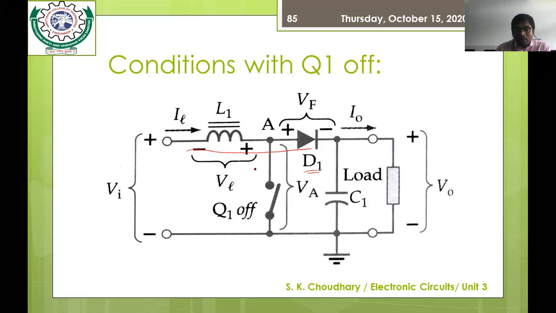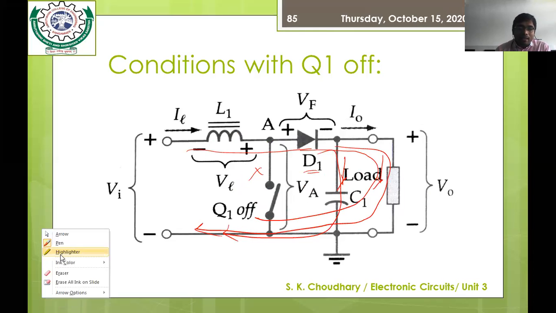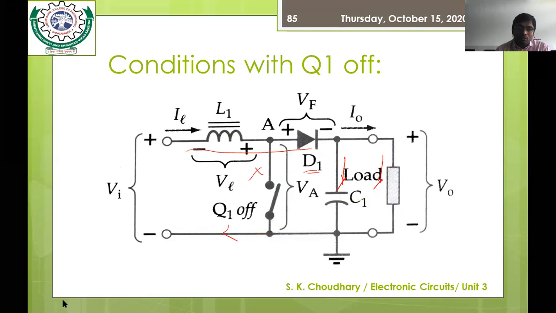It would not enter this path because the switch is off. So current would now follow this path as well as this path. Okay, so it would flow through this or through this, depending upon whichever offers less impedance, the capacitor or the load.